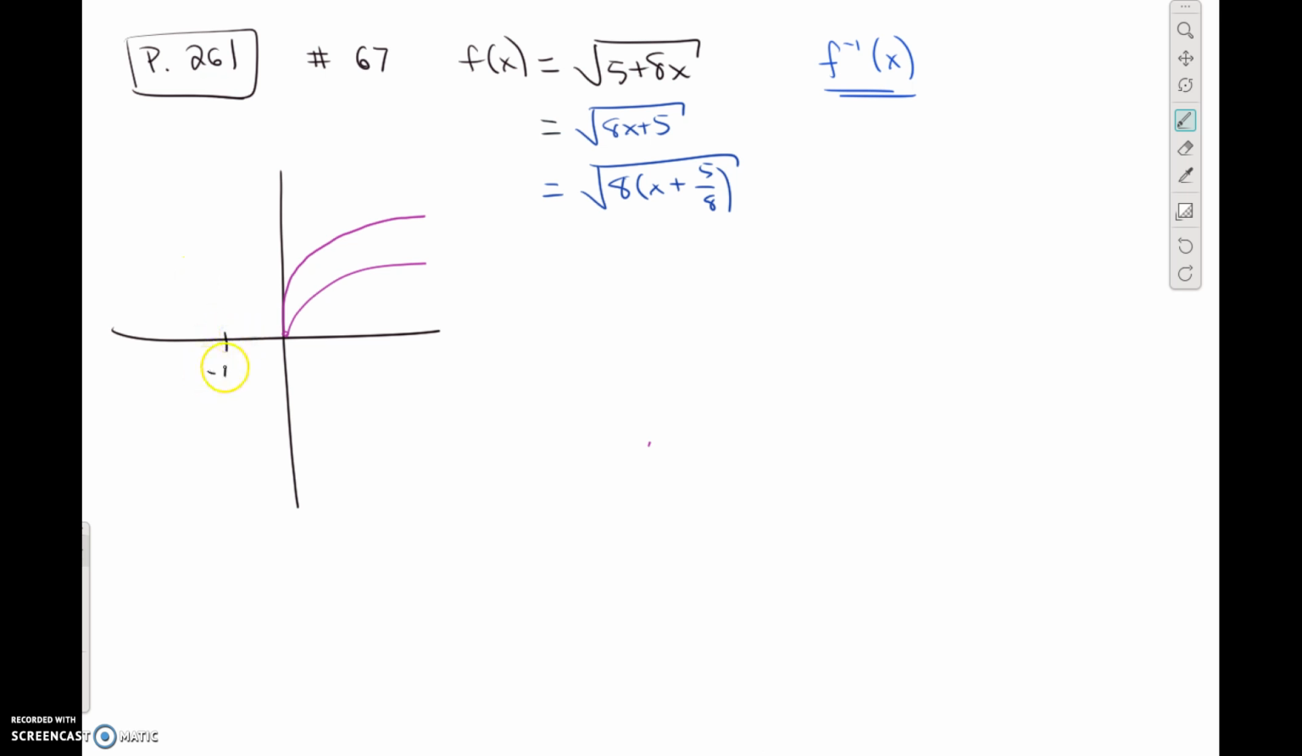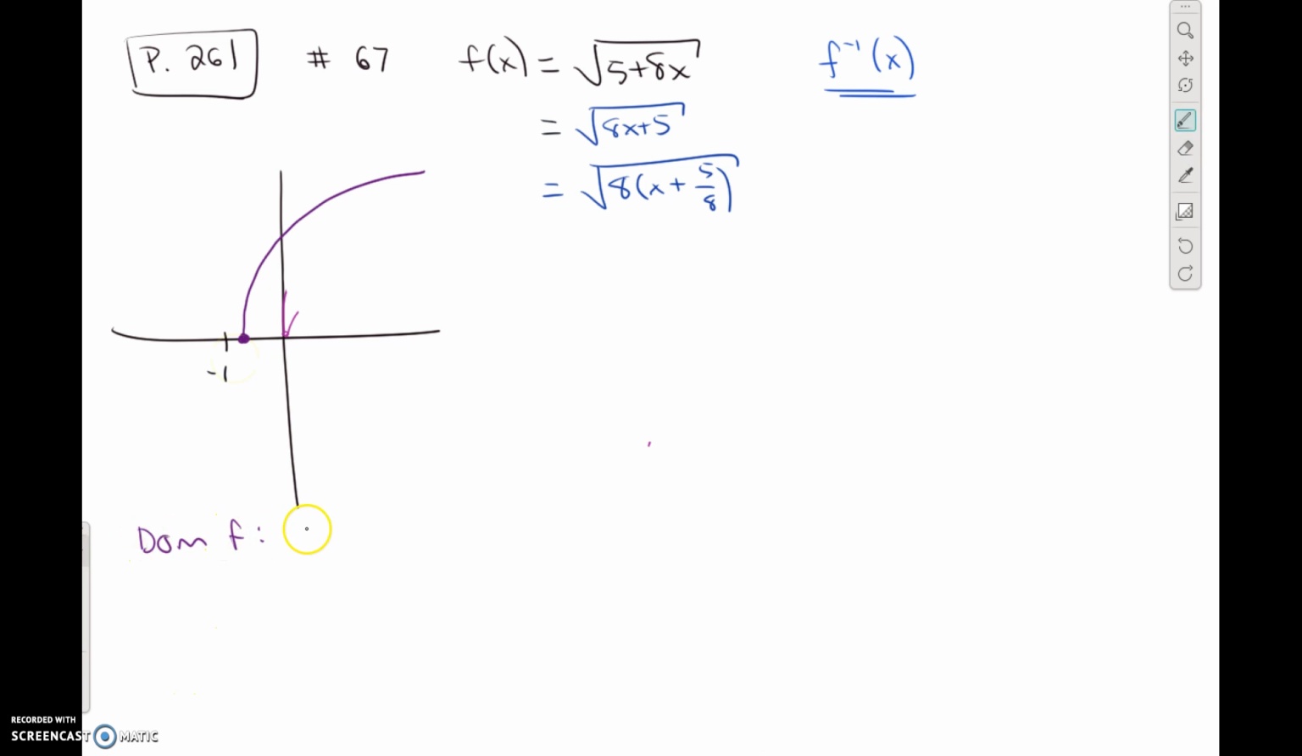So if this is -1, basically it's going to look something kind of like this. I guess I'll just leave it like that. It doesn't have to be graphed super accurately. That's 5/8. So let's find the domain.